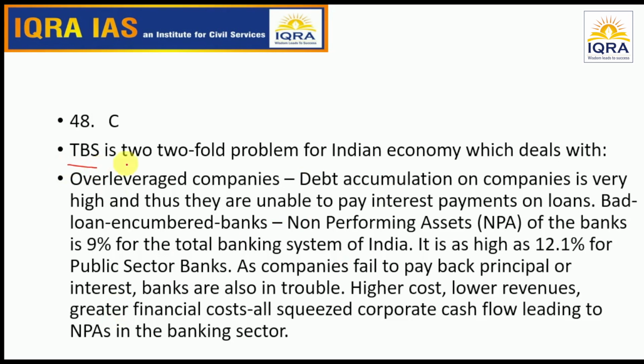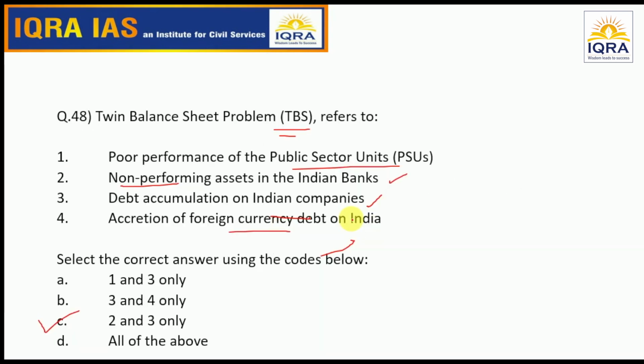Yes, TBS, that is twin balance sheet, is a twofold problem which deals with, number 1, over-leveraged companies and bad loan encumbered banks. That is, NPA of the banks is 9% for the total banking system of India, and for public sector it is more than 12%. And as the companies fail to pay back principal or interest, the banks are also in trouble. So that is why we call this twin balance sheet problem. So this is an issue of NPA plus debt accumulation.